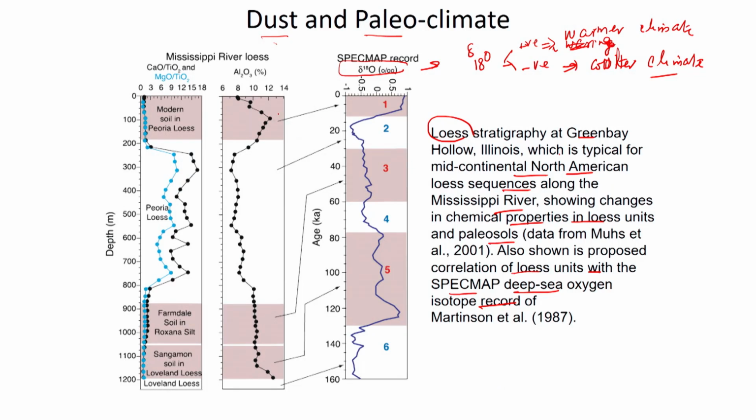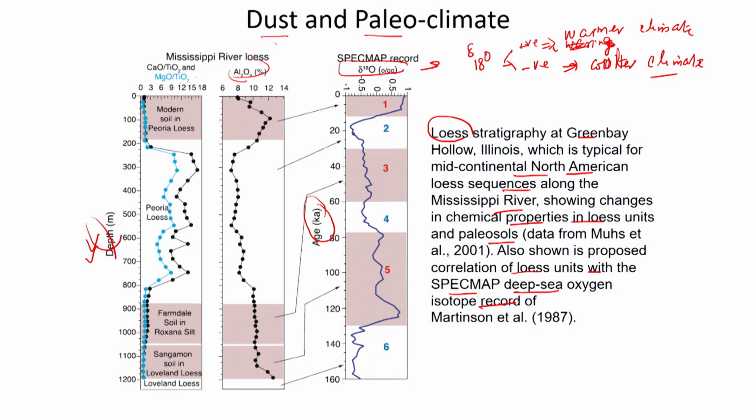You see very high values in this period. Al2O3 means you have more Mississippi River Loess, and then the calcium, titanium, magnesium and titanium oxide. You can see the concentrations and how the concentrations in modern soil are, and then you have different composition. This is the depth of the Loess that has been taken, and if you convert them into ages, this is how they will look, and there are sequences 1, 2, 3, 4, 5, 6.